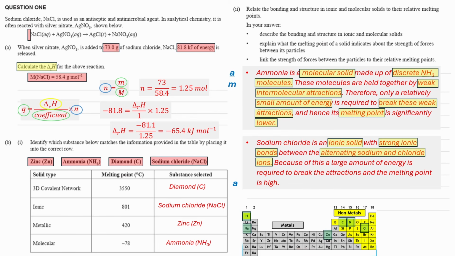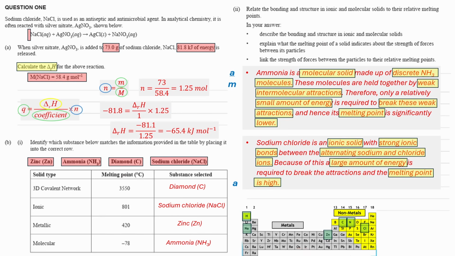Now, because of the strong ionic bonds, I should have said that here, but I said because of this, a large amount of energy is required to break the attractions and the melting point is high.